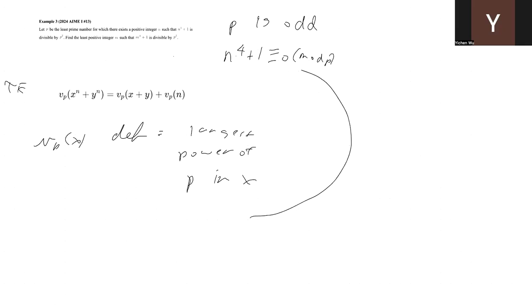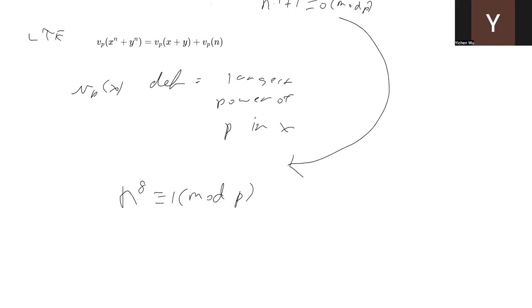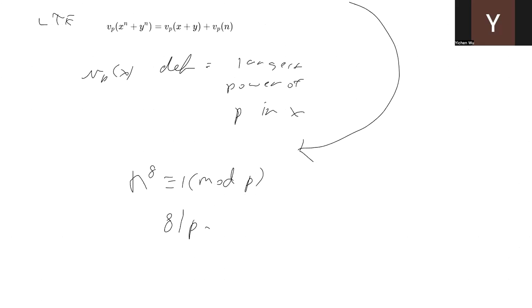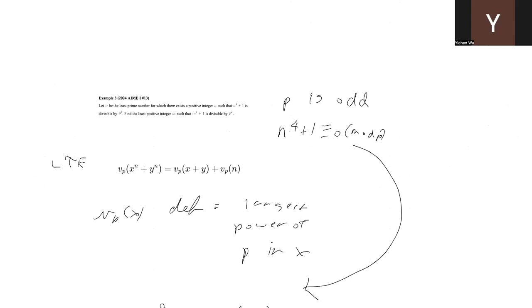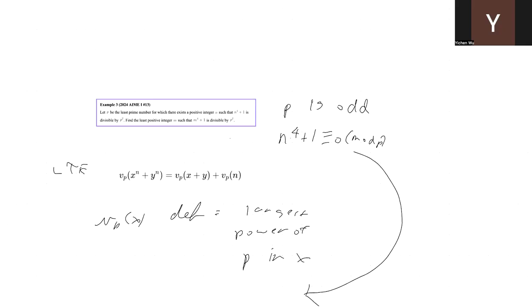So once you get this thing, this also means that n to the power of 8, that's the order basically, because 4 doesn't work. So n to the power of 8 equals 1 mod p. This means that 8 is the order. So that means that 8 is a factor of p minus 1. So here, we can basically deduce that this p should be 17, because it's the least prime number, so it should be 17 here.